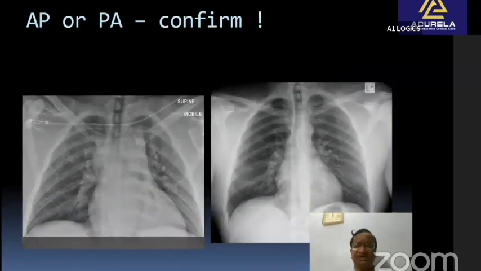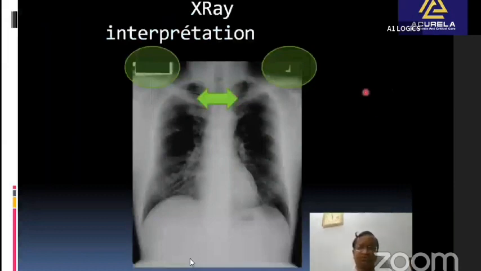AP or PA, confirm. Just ask the sister, ask somebody else, so we know whether this is AP or PA, because this is a previous day AP, while this is the next day PA of the same patient. Now, start the interpretation. See here, left side, because people may be very particular in diagnosing the cardiac X-ray, so beware, this is the left side.